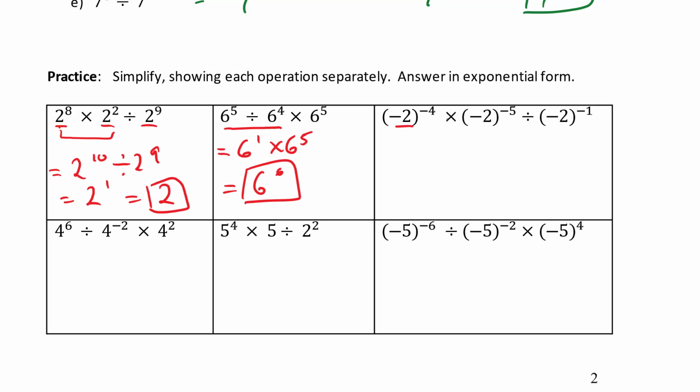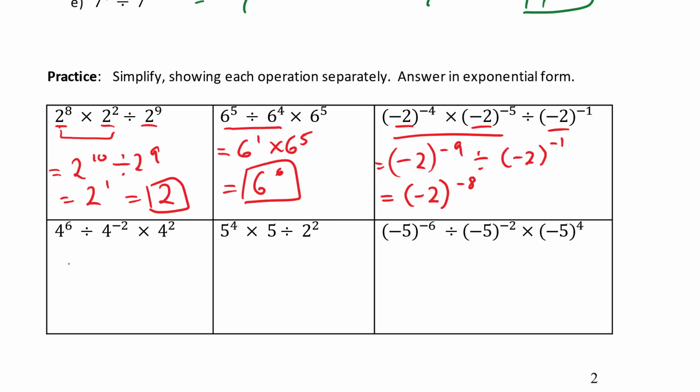Over here, you can see we have minus 2 now. The minus is part of that base. Minus 2 is the base. Let's combine these together. Minus 9 divided by minus 2 to the negative 1. And here we get minus 2. We're subtracting minus 1, which means we're adding 1. This is minus 2 to the minus 8.